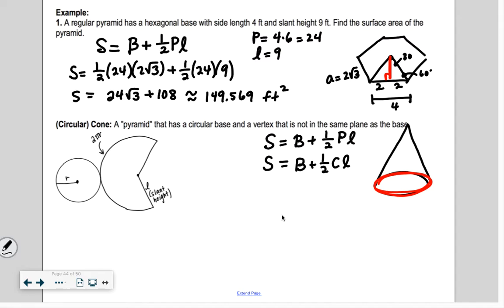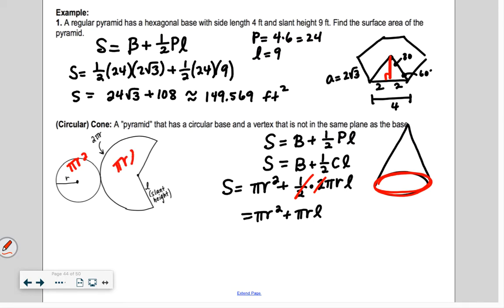Why this formula ends up being pi r squared, that's the area of the base, plus 1/2. Notice how our circumference is 2 pi r, times L. See how the 1/2 and 2 cancel? We end up getting pi r squared plus pi r L. There's a really cool thing that shows why this is pi r squared and why that area is pi r L. So that's what I'm telling you, Koki, you should think about why the area of that little Pac-Man shape is pi r L.